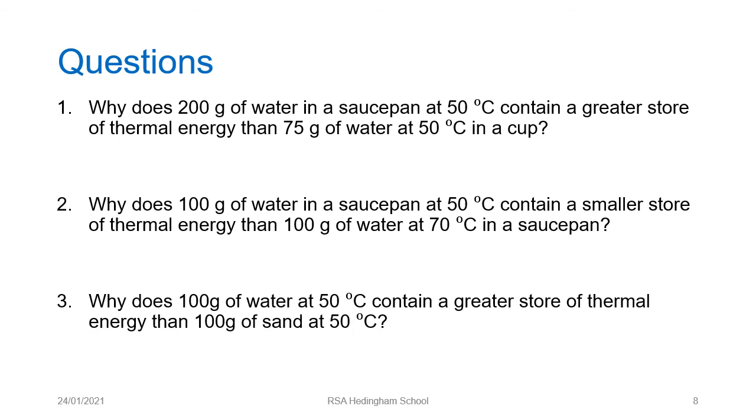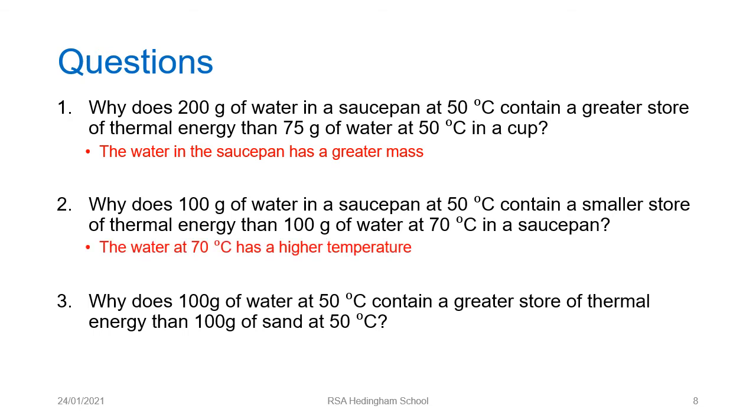So in question 1, clearly we have a greater mass of water in the saucepan, therefore as the temperature is the same and the substance is the same, it will contain a greater store of thermal energy. In number 2, we have the same mass of water, the same substance, but a different temperature. So the saucepan has 70 degrees centigrade water, so it has a higher temperature. And thirdly, we've got the same mass and the same temperature, but we've got different materials. So water has a higher specific heat capacity than sand. It requires more energy to get it up to 50 degrees C than sand does.